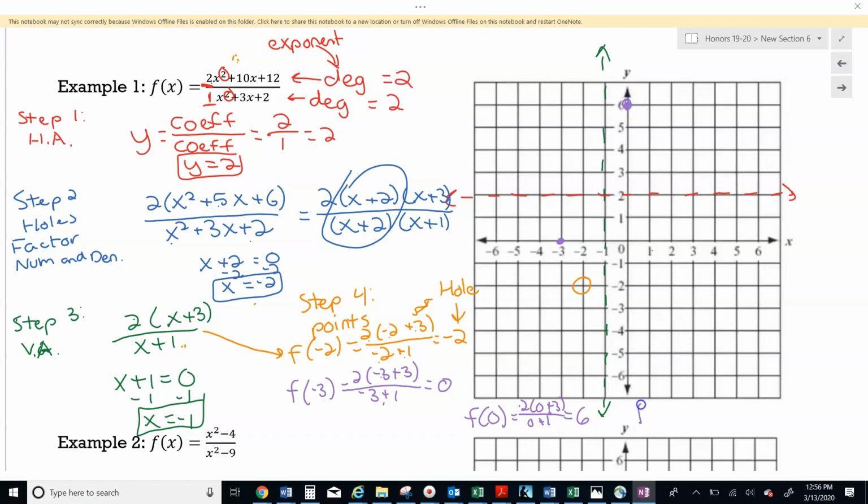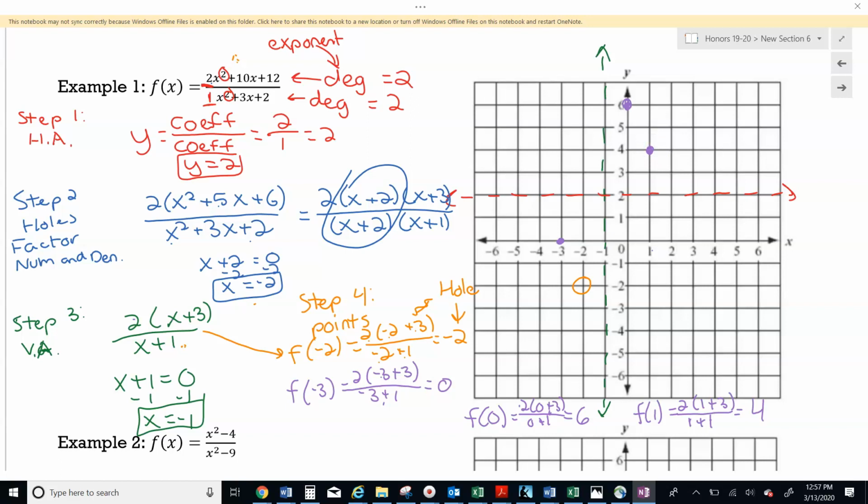And let's do 1. Again, you could pick any points really as long as they're kind of on both sides of your vertical asymptote, all of those things. So f of 1 is 2 times 1 plus 3 over 1 plus 1. 1 plus 3 is 4 times 2 is 8. 1 plus 1 is 2. 8 divided by 2 is 4. So at 1, I'm at 4.